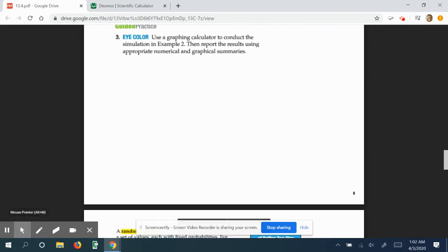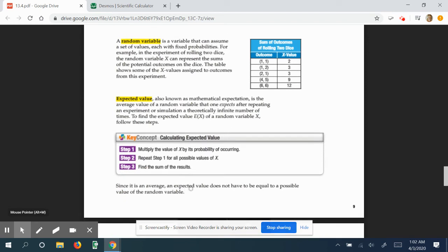Okay. There's another guided practice problem you can look at. All right, now what we're going to talk about is something called expected value. Now, an expected value that you may know quite a bit is this one, GPA, right? GPA is an expected value. It's where you take what you got for a grade and multiply it by some sort of a weight, and you add them all together.